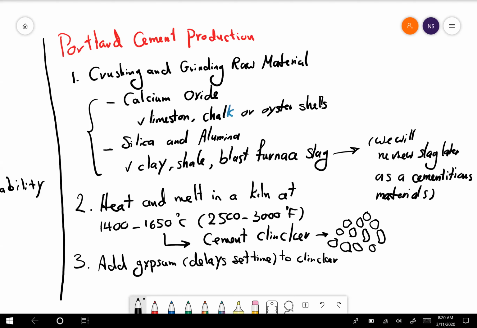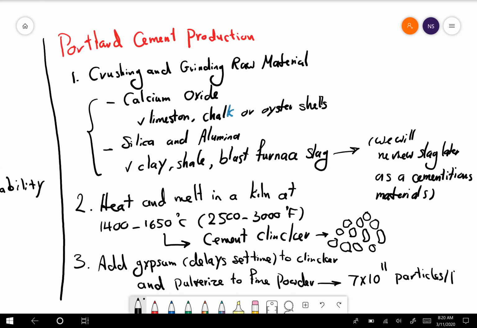So we need to add gypsum and pulverize it to a fine powder. Now, when we talk about the fine powder, it is 7 times 10 to the power of 11 particles per pound. That's a lot of particles per pound, and it shows how small the cement powder will be in the mix.